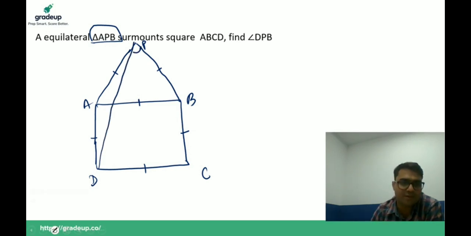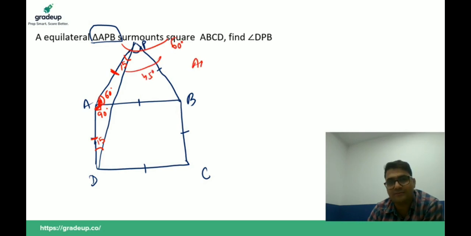Now listen carefully. This should be 90. This should be 60, because each angle of an equilateral triangle is 60 degrees. This is 150 degrees. In triangle APD, this side is equal to this side, so these angles must be equal. Since this is 150, each must be 15. If this is 60 and this is 15, then this must be 45 degrees. Answer.